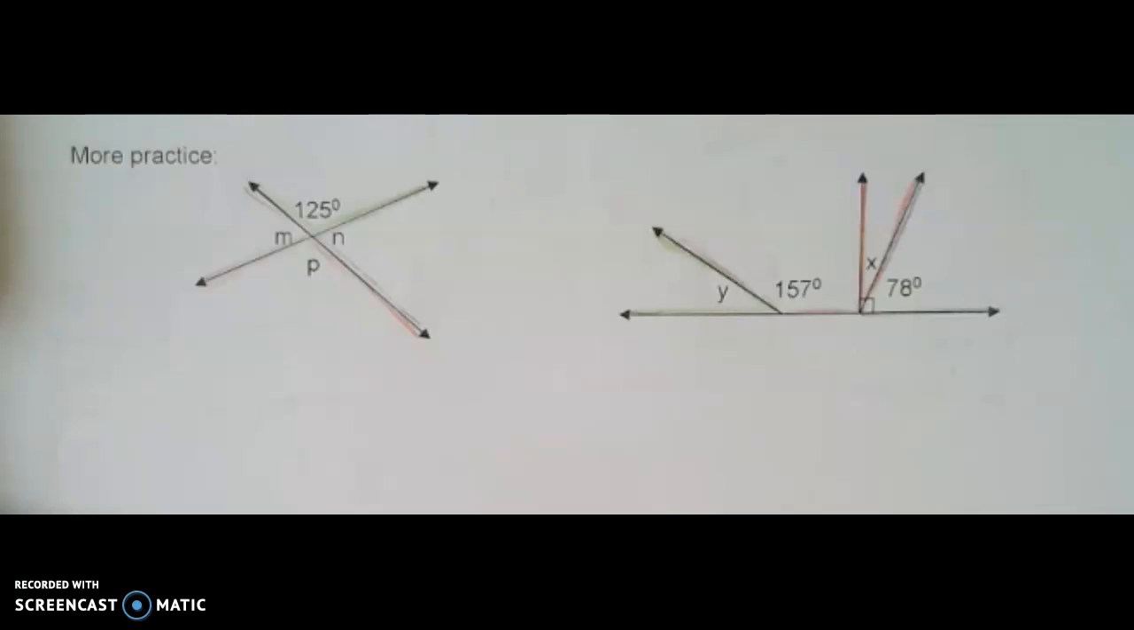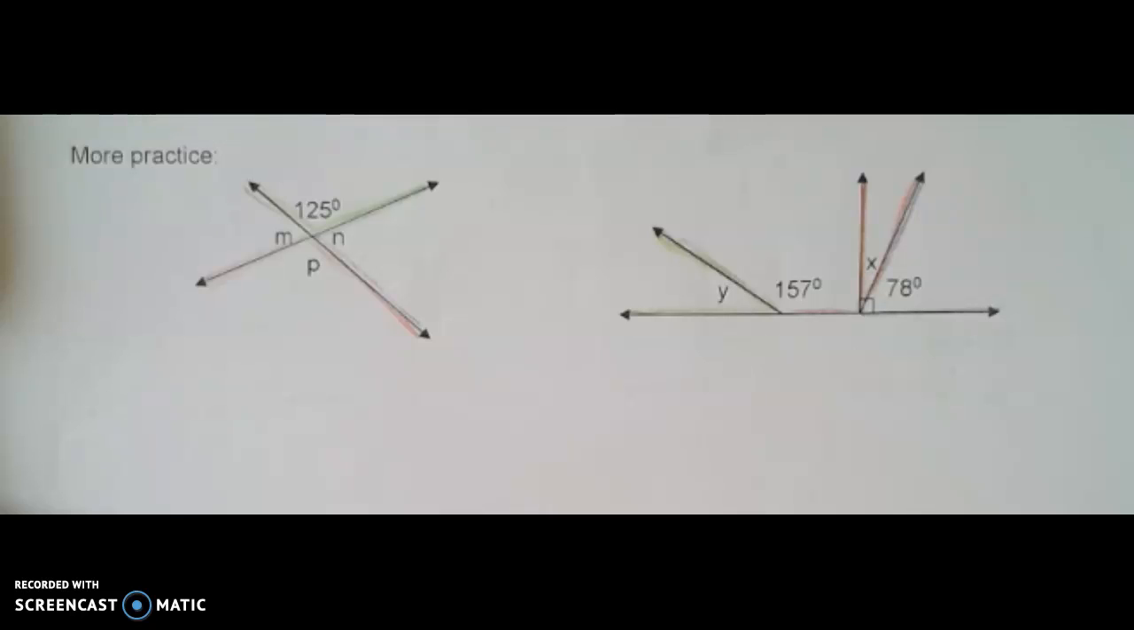We're going to have more practice finding missing angles in the next two examples. Let's start on the left. Notice there are three missing angles this time: angle M, angle N, and angle P. The only angle given to us was the 125-degree angle, and that's the angle that we're going to use to figure out the measure of the other three. So let's start with angle M.